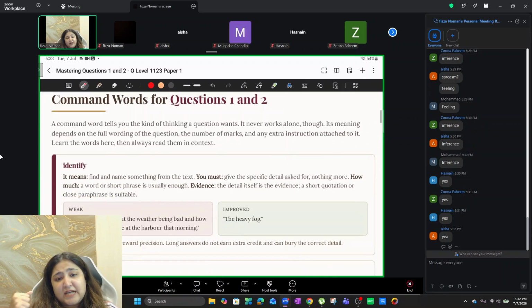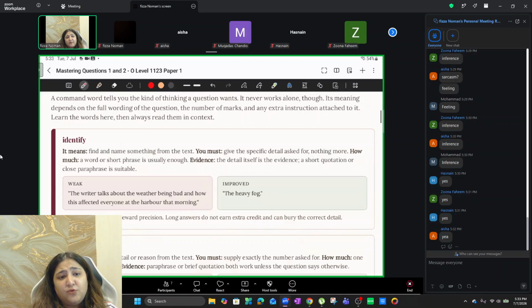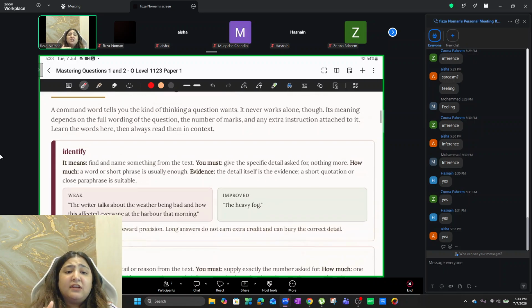Now we have an understanding of our command words. Obviously, for those kids who are still struggling with command words, hopefully, inshallah, this will serve as a good activity and it will once and for all clear up all misconceptions. A command word tells you the kind of thinking a question wants. It never works alone, though. Its meaning depends on the full wording of the question, the number of marks, and any extra instruction attached to it. Learn the words here, then always learn to read them in context.